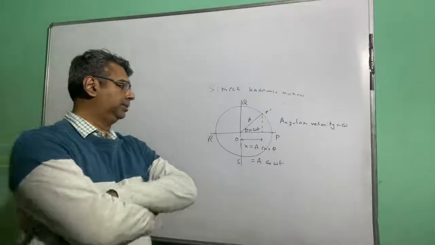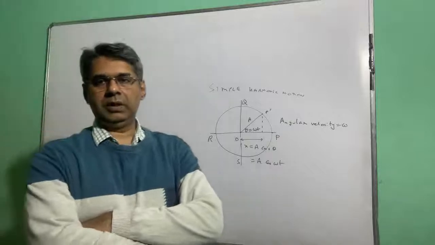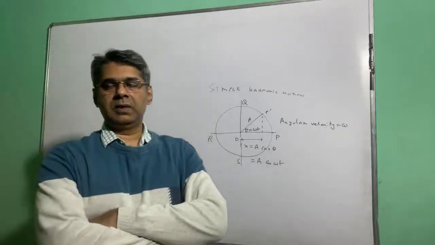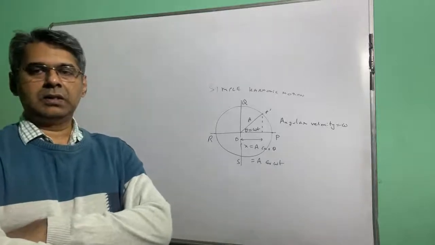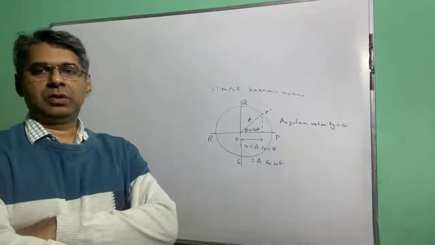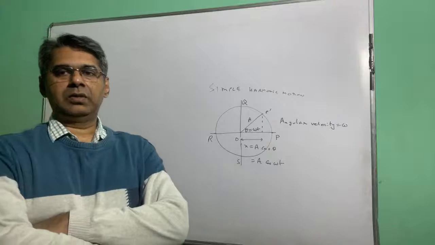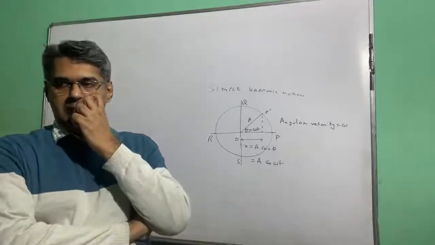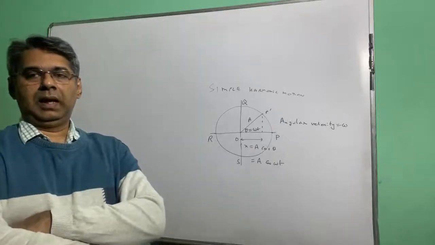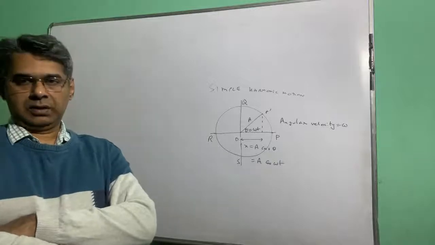So whenever there is any to and fro motion, that means an object or a particle is going to a certain place and coming back to where it was. So that is called to and fro. So whenever there is any to and fro motion, that is called oscillation. And if the oscillation happens at a regular interval of time, then it is called a periodic oscillation.